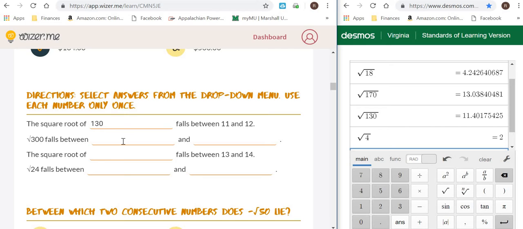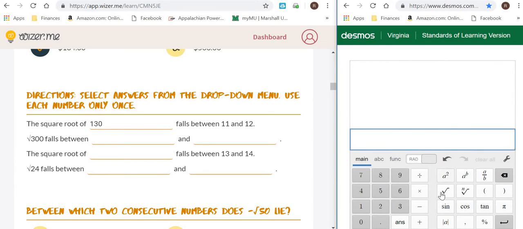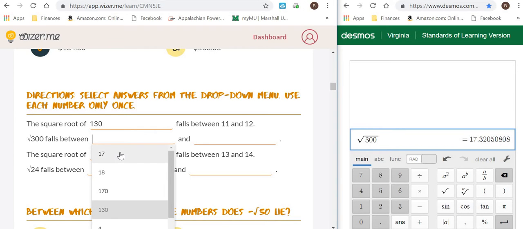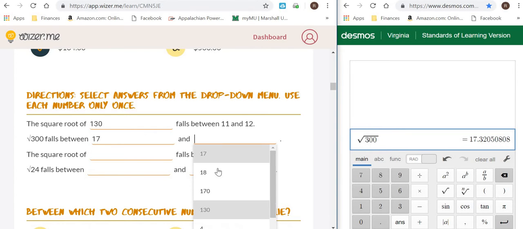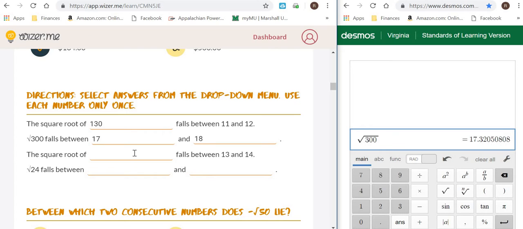Now it says the square root of 300 falls between what two numbers? So let's do the square root of 300. 17.3. So that means it falls between 17 and 18.